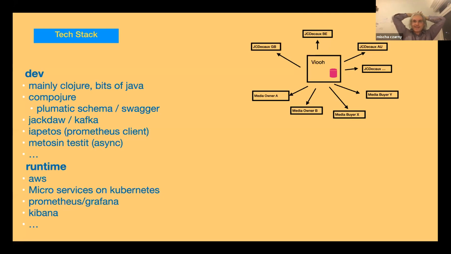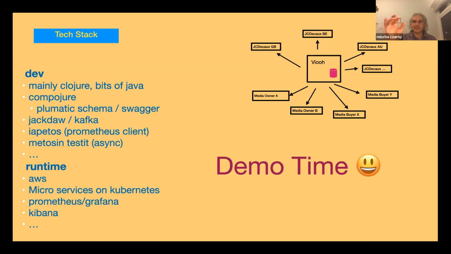Before we go to a demo, a quick overview of our dev stack. It's mainly Clojure, just bits of Java. We use Compojure, and our endpoints are usually Swagger described. We use Plumatic Schema. I'm a big fan of schema, doesn't matter which one. Kafka is wrapped via Jackdaw, and then some other things. It is quite standard, so let's not go into details with that. And now finally, demo time.